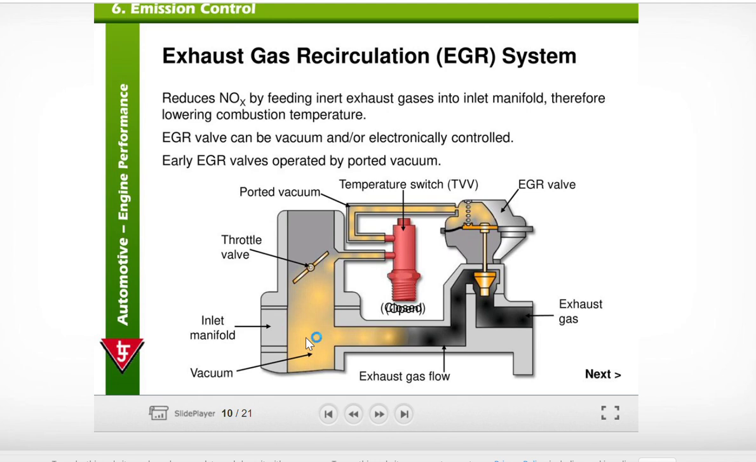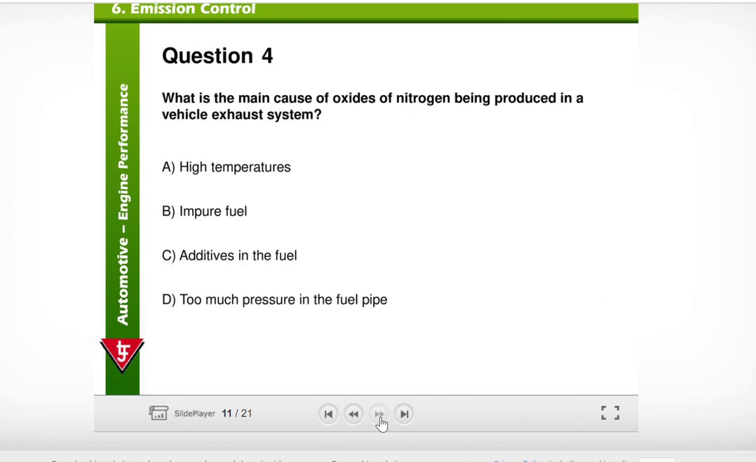Other methods are if this valve is actuated by electronic control using a stepper motor, so that it can open in stages and then bring down the exhaust temperatures. So again, what is the main cause of oxides of nitrogen being produced in a vehicle exhaust system? It is high temperatures.